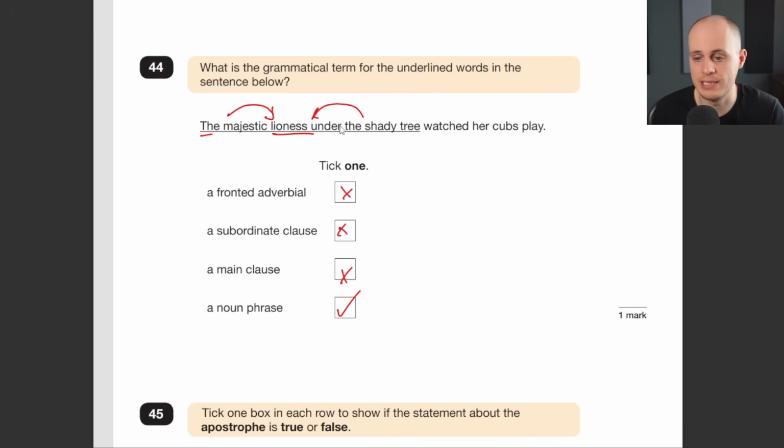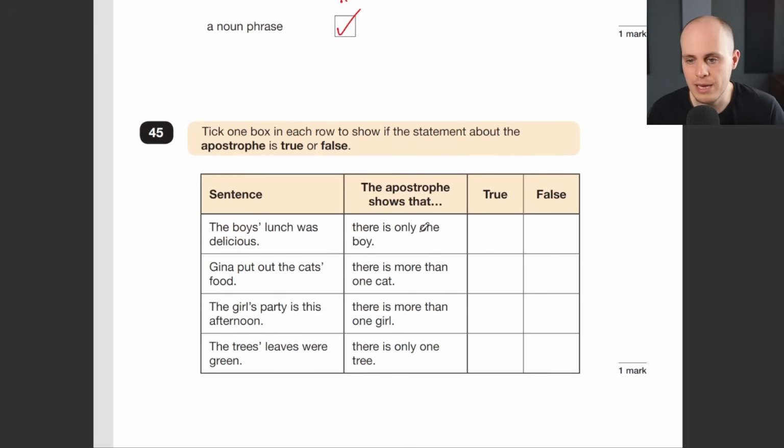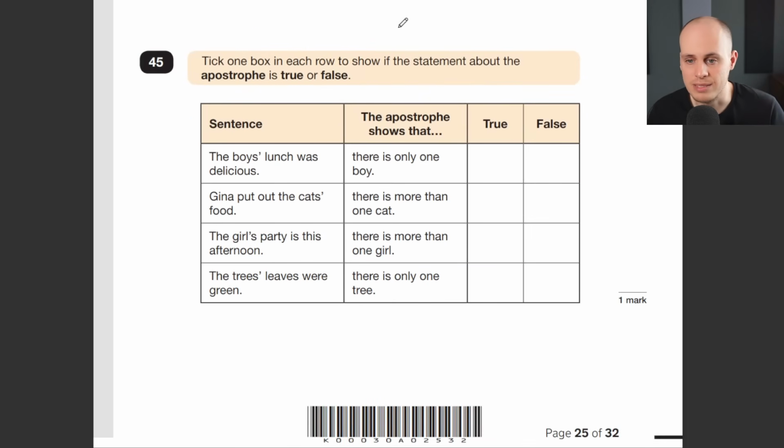The reason I don't like it, by the way, is because under the shady tree is a prepositional phrase. The majestic lioness, I would say, is the noun phrase. But there we go. Maybe I'm just wrong and I don't know something about how prepositional phrases can be part of noun phrases, but that's what I've always understood. Anyways, we still get it right, so it doesn't matter.